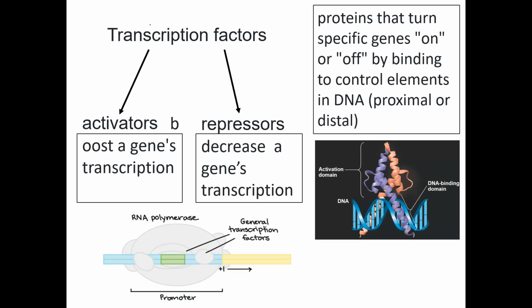So transcription factors, these are proteins that bind to the control elements. So proteins that turn specific genes either on or off by binding to a control element. Again, a control element is the piece of DNA. It can be proximal, can be distal, can be a silencer or an enhancer. So transcription factors can say go or stop. They can be activators. So activators are the proteins that boost a gene's transcription or increase, and repressors are the proteins that decrease a gene's transcription.